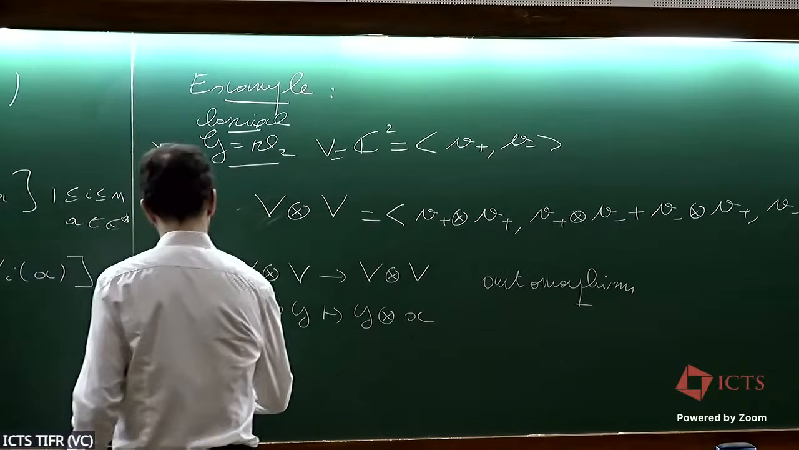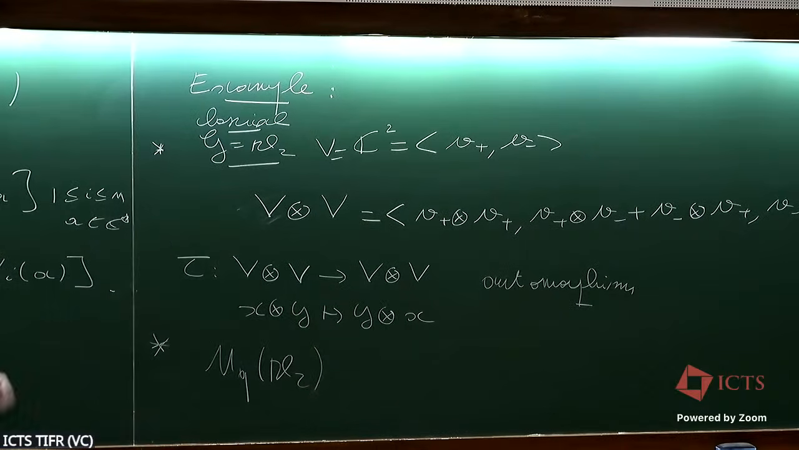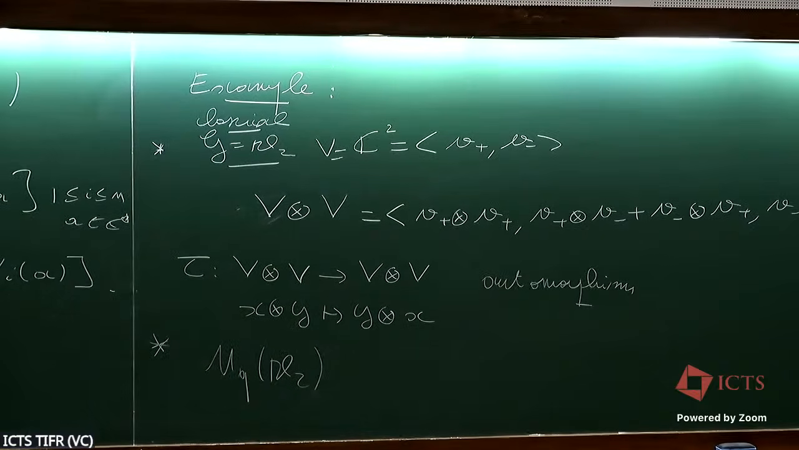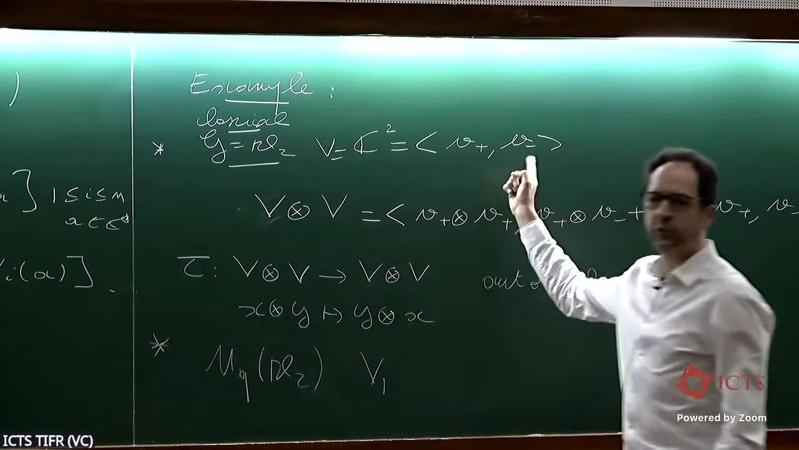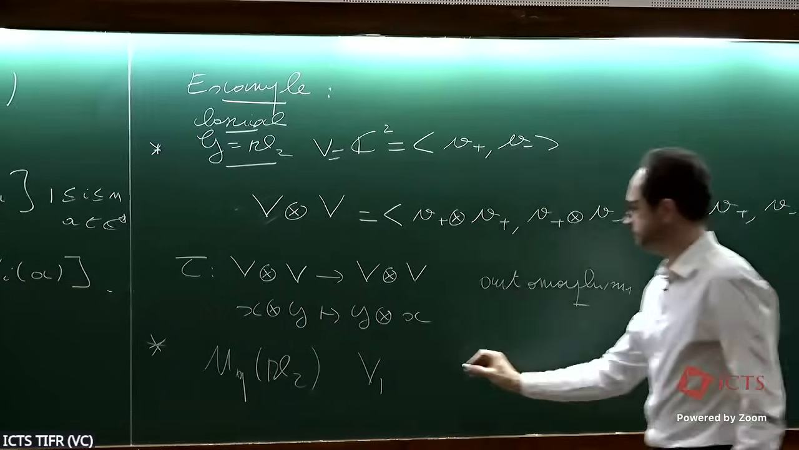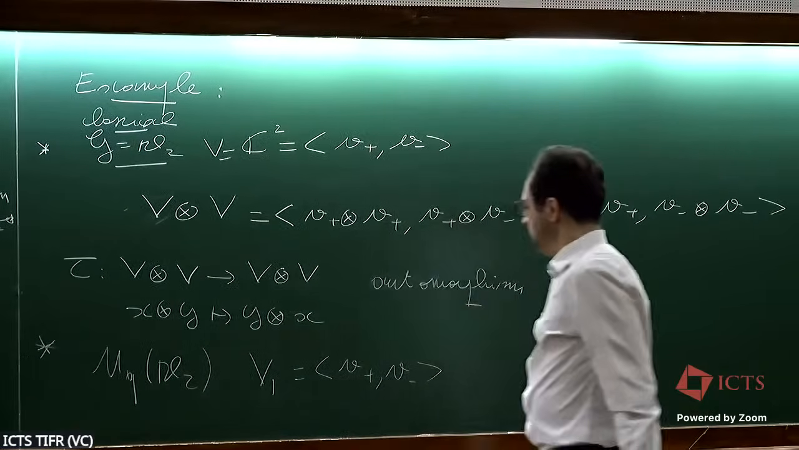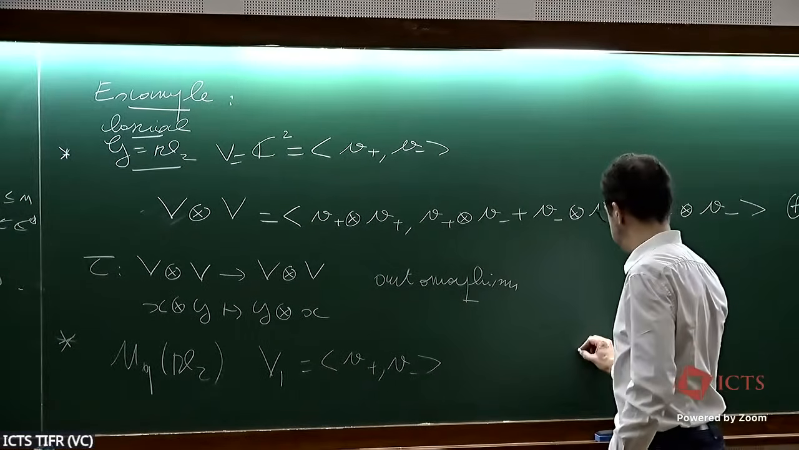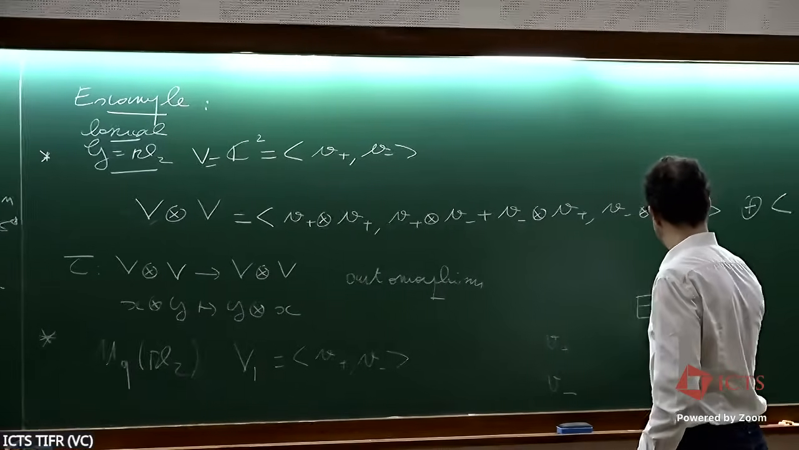So let's take U_q(sl_2). Again, we have a two-dimensional representation. This is the fundamental representation V1 that we discussed here. I will keep the same notation for the basis. We can write the action explicitly, so that if you want to compute something. U_q(sl_2) has generators E, F.